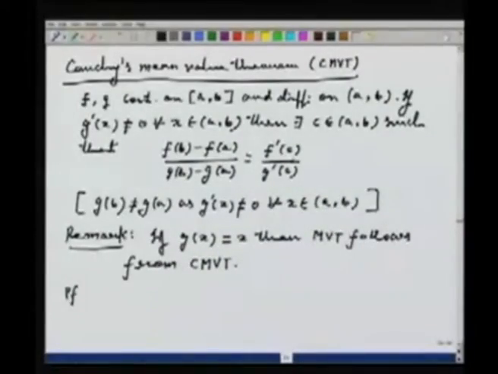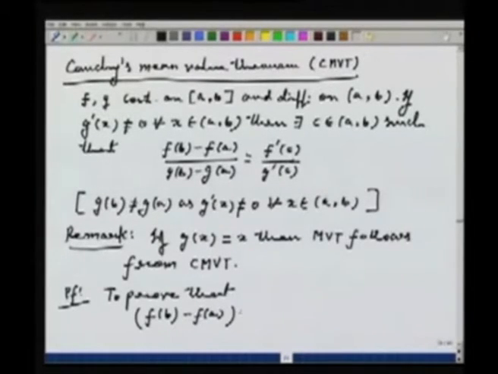Now to prove this, I just note that what I have to prove is that (fb minus fa) into g prime c equals f prime c into (gb minus ga). This is what I need to prove.